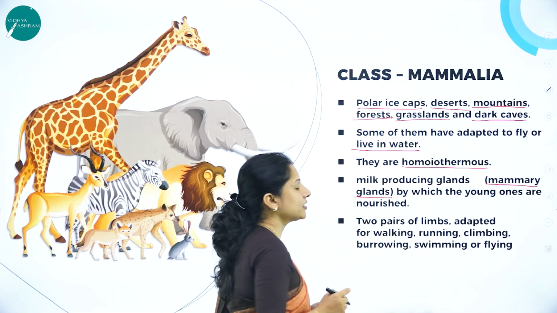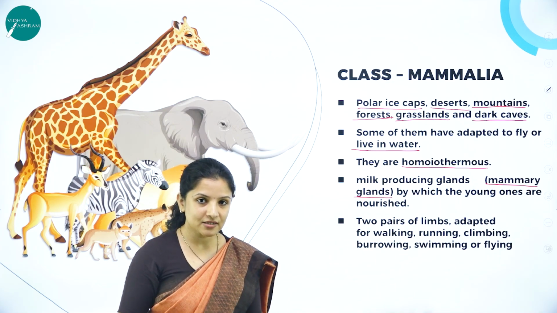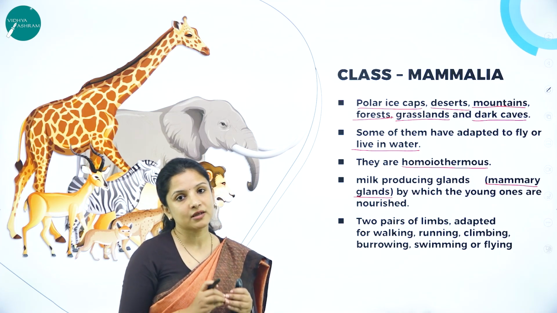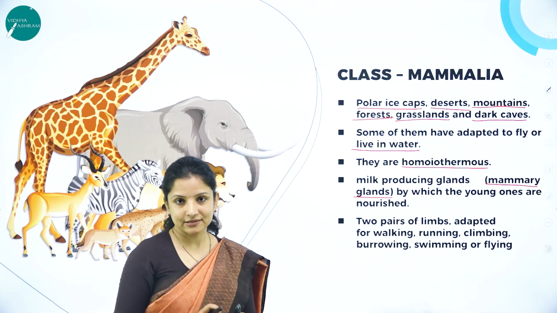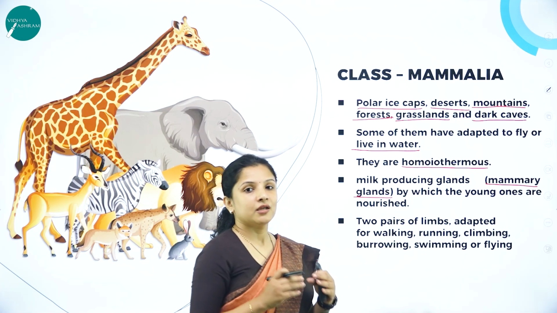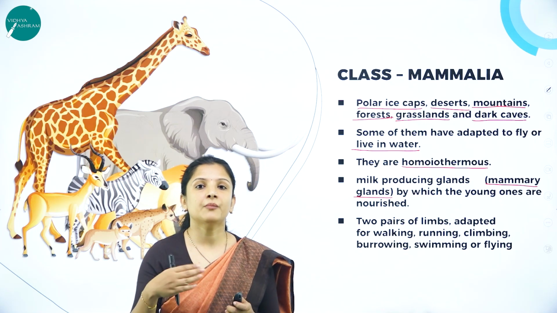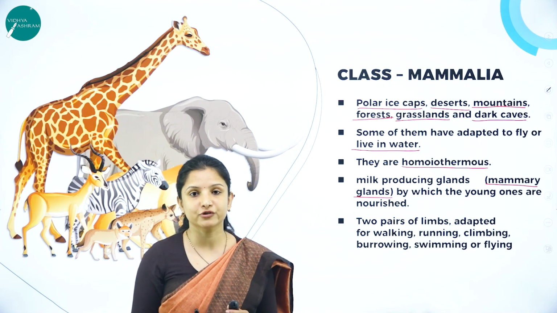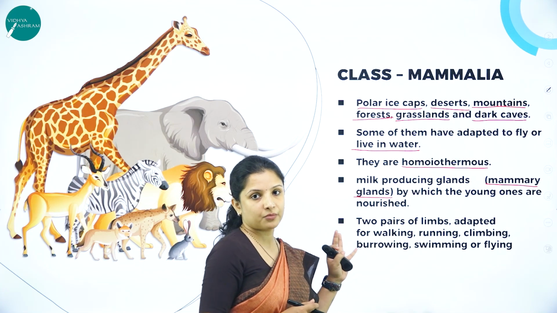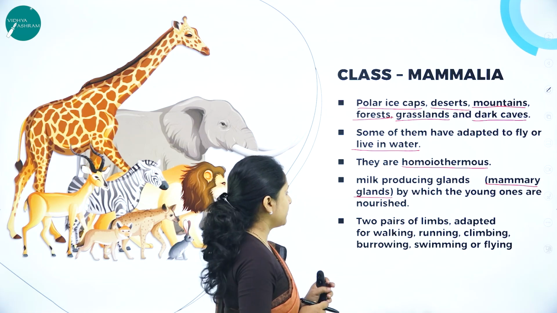Therefore, they are homeothermous and they have milk producing glands which are called mammary glands. These mammary glands are one of the characteristic features of mammals which we don't find in any of the other classes that we have studied so far in the previous sessions, wherein the young ones get nourished from the mother through milk that is produced by the mammary gland. So this is one of the peculiar characteristics of mammals.